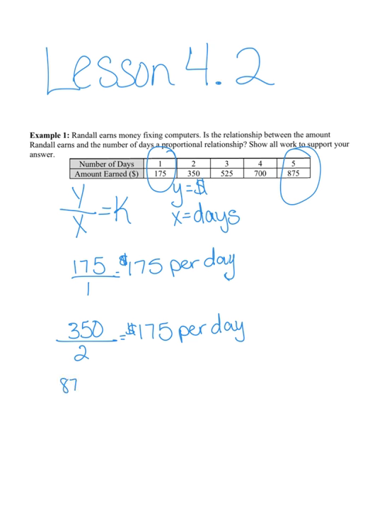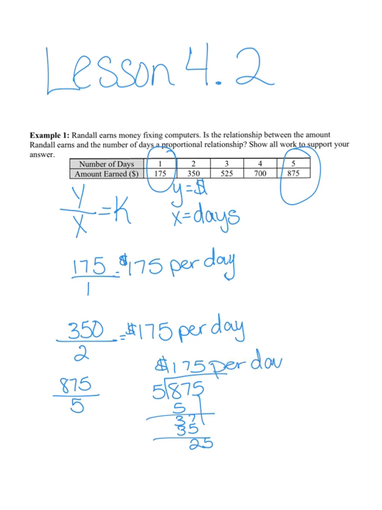875 over 5, disregard the bell, 875 divided by 5 and I have 175 again. So the same rate is throughout the entire table of $175 per day.